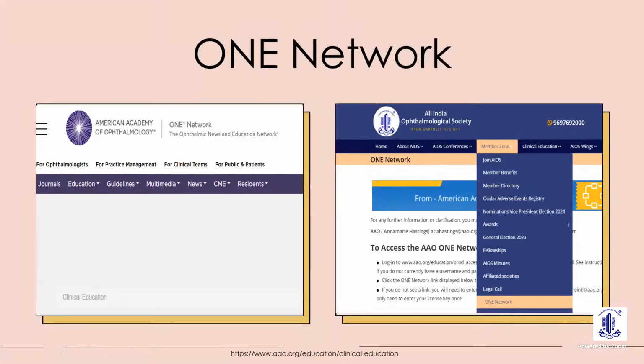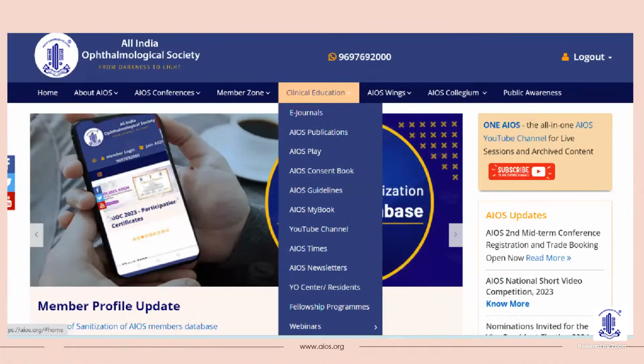One Network is another subdomain by the American Academy of Ophthalmology, where you can have access to grand rounds and recent updates with relevant references. If you're a member of AIOS, you get One Network access totally free. Speaking of AIOS, which has been guiding us through the years, there is a plethora of content available on the website in forms of journals like the Indian Journal of Ophthalmology.